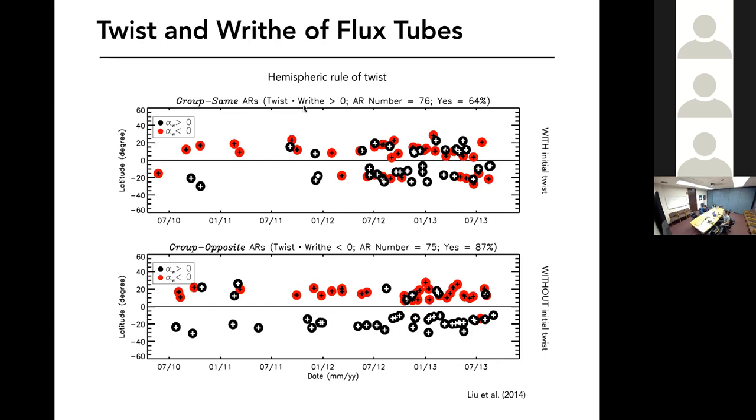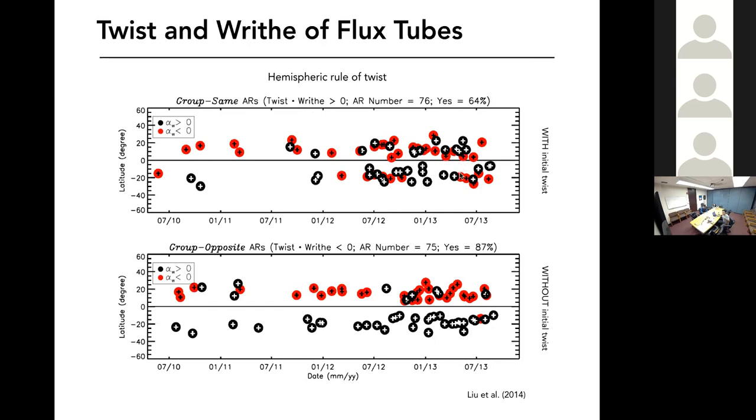If we separate these two classes, on the top is twist multiplied by writhe bigger than 0, which means the initial flux tube has some twist. You look at the north and south hemispheres and their signs of twist are sort of half and half. The preference is about 64%, so there's a weak hemispheric dependency.